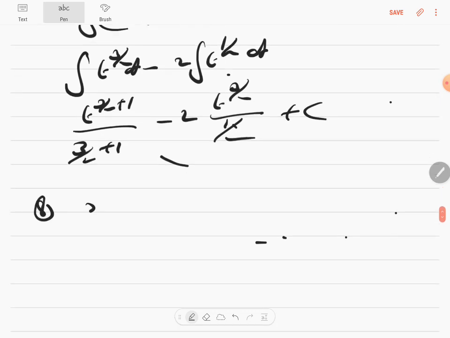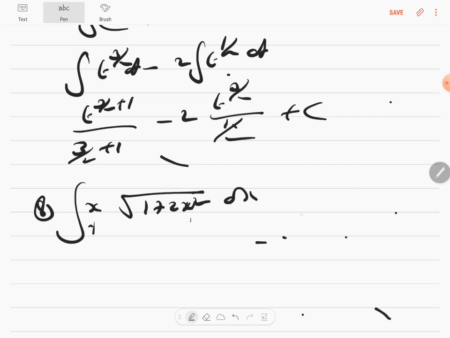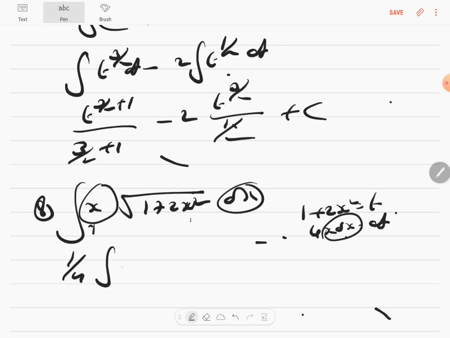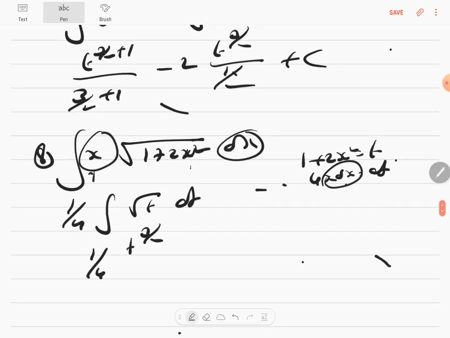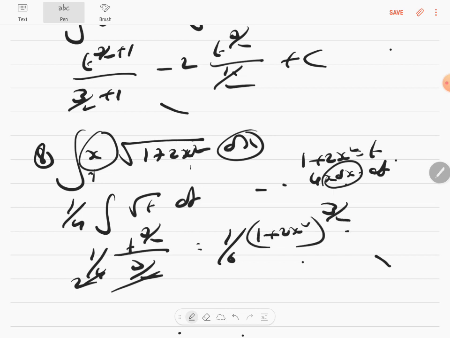Eighth question. Integration of x into root of 1 plus 2x square dx. Generally, whatever is inside the root can be t. Okay, generally outside is x, linear, so quadratic you can make it as t. So 1 plus 2x square itself as t. 4x into dx becomes dt. What do you have as x dx? So dt by 4. So it's root t into dt by 4. 1 by 4 into t to the power 3 by 2 by 3 by 2, where the 2 and the 4 get cancelled. So it's 1 by 6 into t, which is 1 plus 2x square, the whole to the power 3 by 2 plus c.